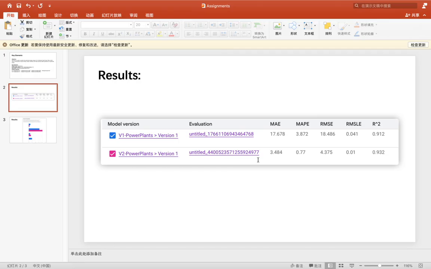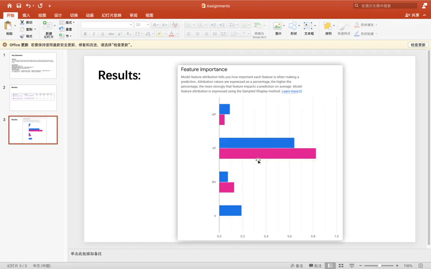The results highlight the strength of version 2 because we have the lower MAE, which indicates that version 2's predictions are closer to the actual values, making it a more reliable model. And then we have the higher R square. This suggests that version 2 explains a greater proportion of the variance in the output, demonstrating its effectiveness in capturing the underlying patterns.